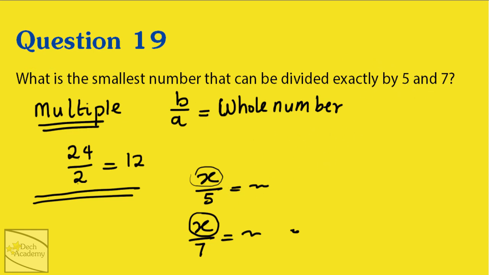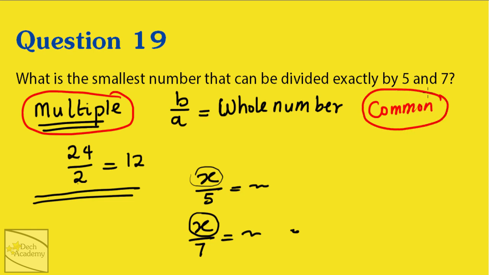So the second keyword is common, because you're looking for a multiple of 5 and 7. And then they say, what's the smallest number? So they're saying what's the smallest multiple that's common to both of them. So smallest, same thing as least. If you combine these three, you can see it's least common multiple, the LCM. So all this question is asking for in disguise is for us to find the LCM of 5 and 7.